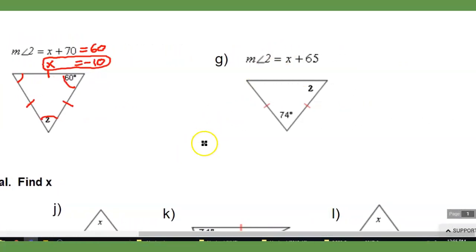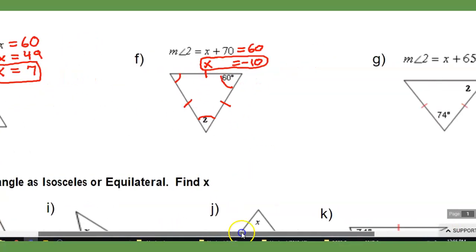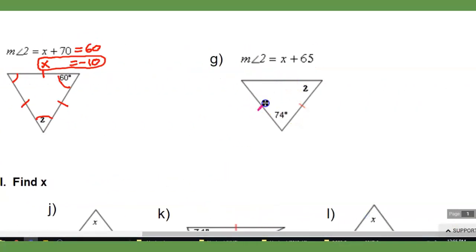All right, so what type of triangle is G? Be careful. Let's not just jump to conclusions that now everything's going to be equilateral. So these are all equilateral because they had the 3 marks. That's the only reason I know that. This only has 2. So this is isosceles, which means these 2 angles are congruent right here. So if angle 2 is equal to x plus 65, so is this one, right?